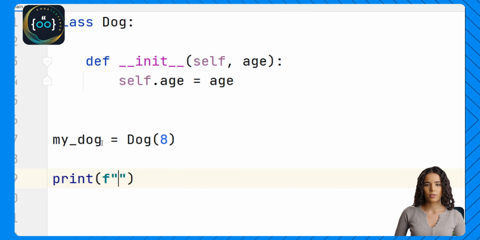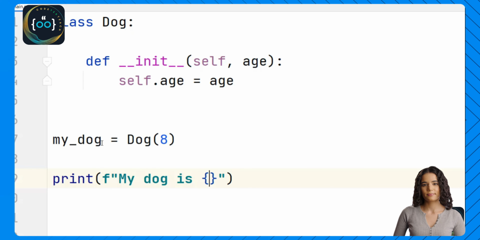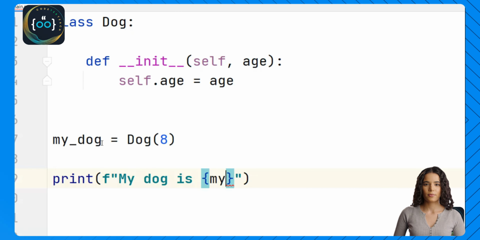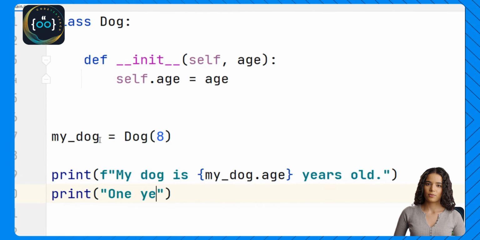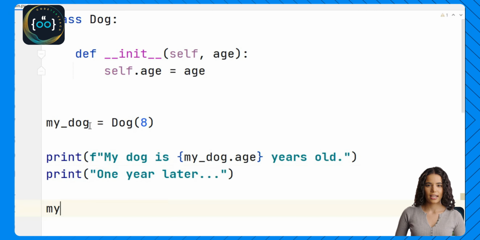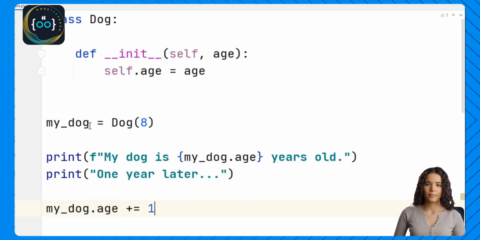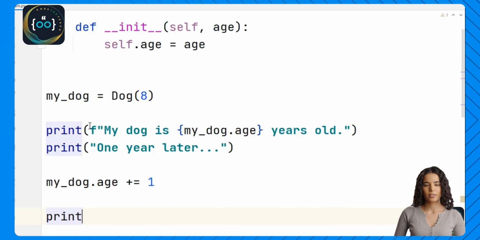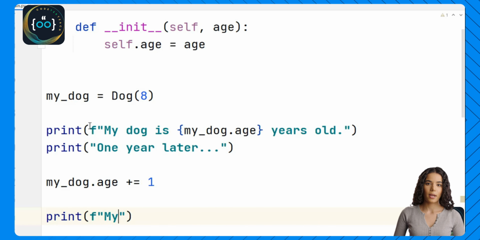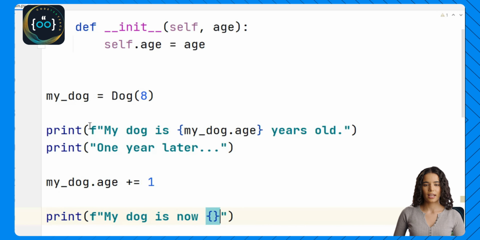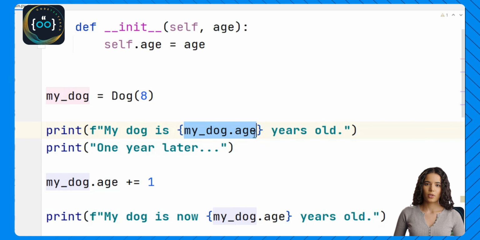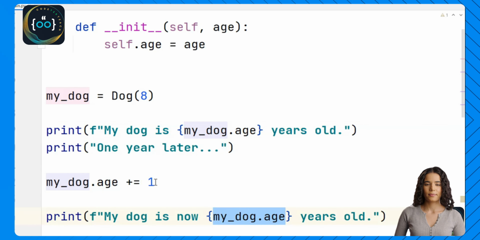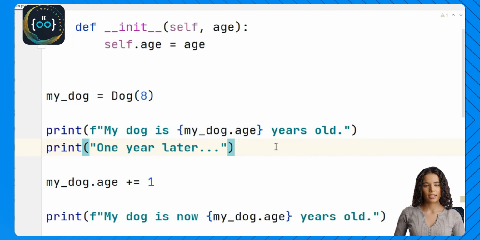So we're going to use some attributes of the dog in our program, and we are also going to update its value. We say my dog is, we are going to access the age of the dog directly using dot notation, years old. And 1 year later, we are going to update the age by incrementing it by 1 directly, and then we say, my dog is now years old.